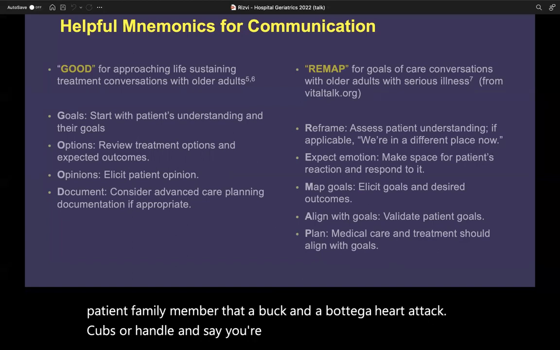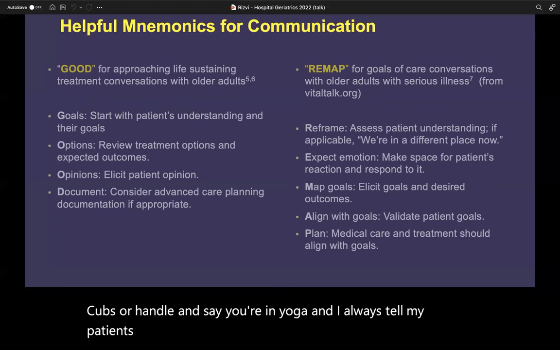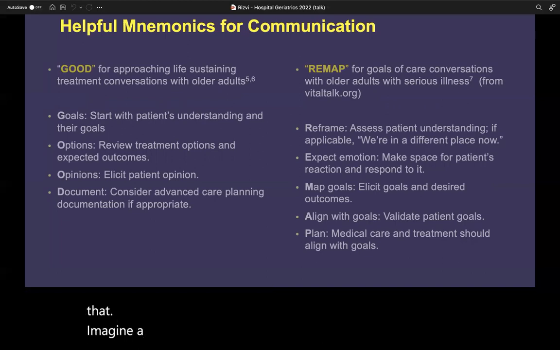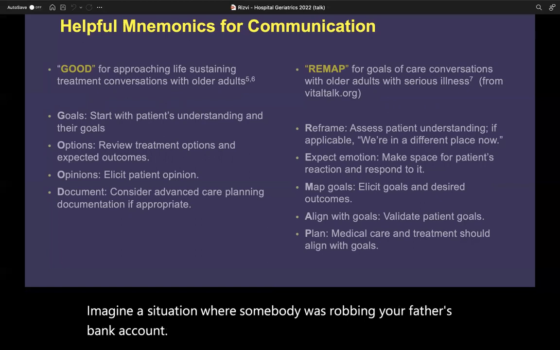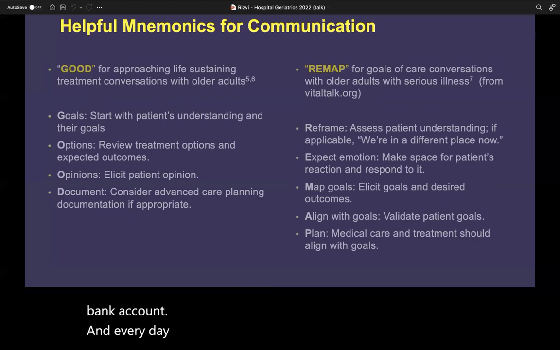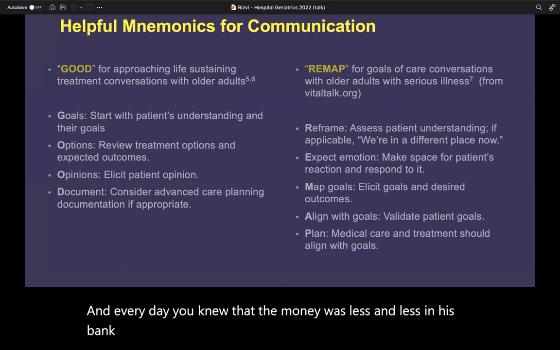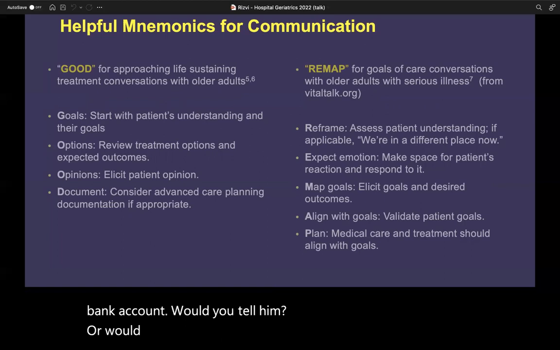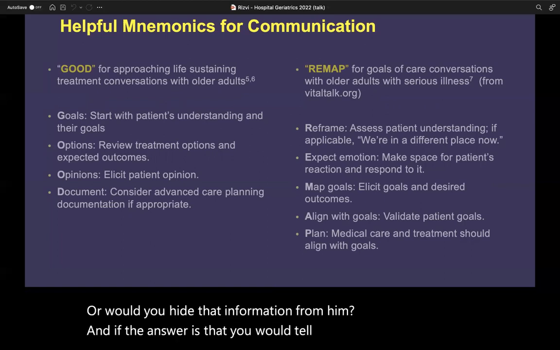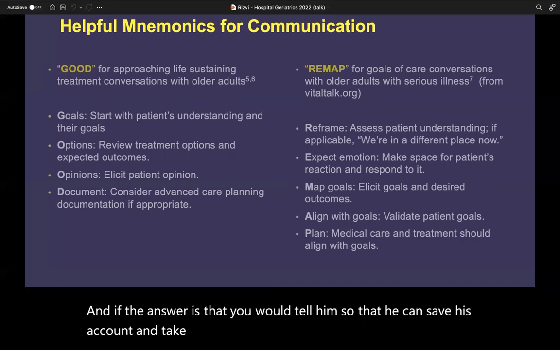And I always tell my patients to imagine a situation where somebody was robbing your father's bank account, and every day you knew that the money was less and less in his bank account. Would you tell him, or would you hide that information from him? And if the answer is that you would tell him so that he can save his account and take precautions, then how can we be so irresponsible when it comes to their own life?